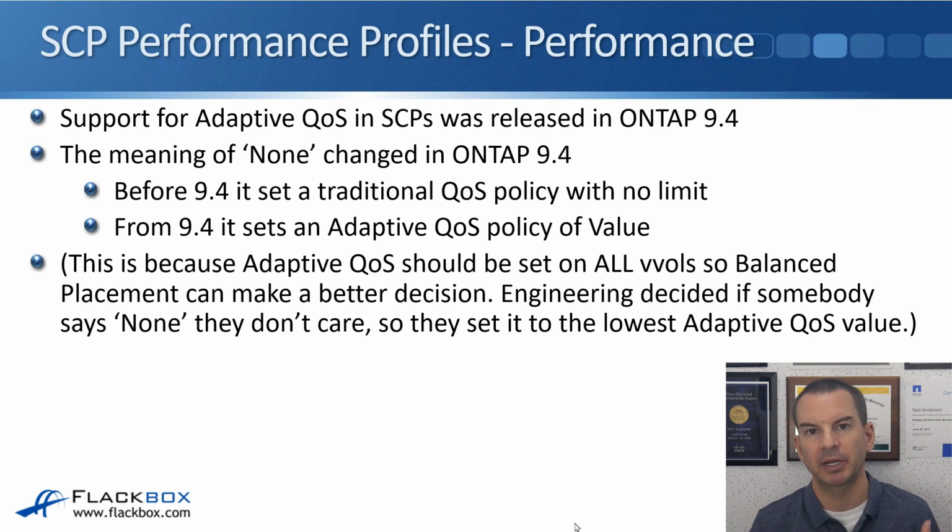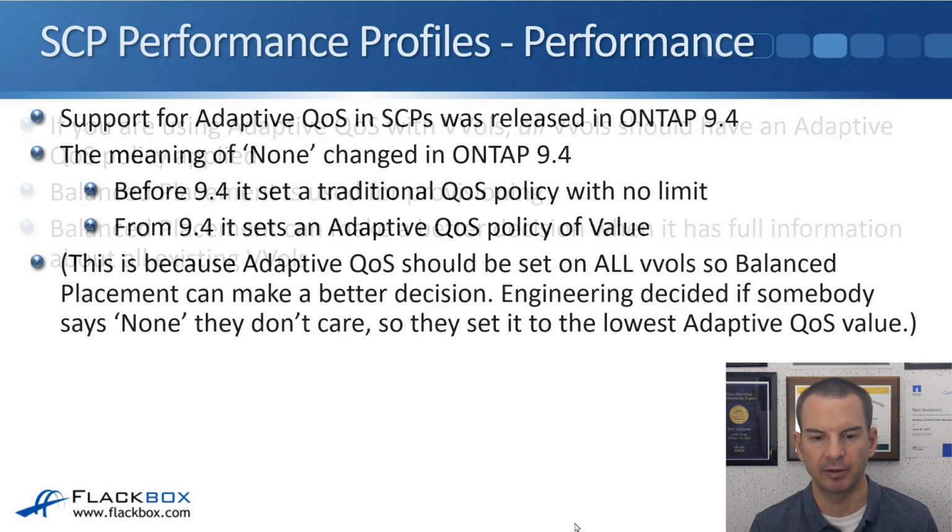Support for adaptive QoS in the storage capability profiles was released in ONTAP 9.4. So adaptive QoS has been around for longer than that, but for SCPs that came out in 9.4. Before 9.4, there was just traditional QoS available. The meaning of none on the performance page changed in ONTAP 9.4. Before 9.4, it set a traditional QoS policy with no limit. And from 9.4, it sets an adaptive QoS policy of value.